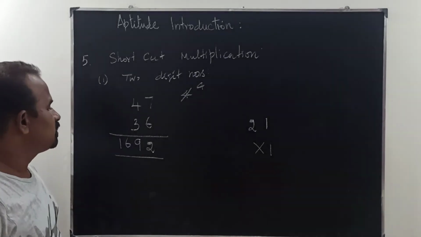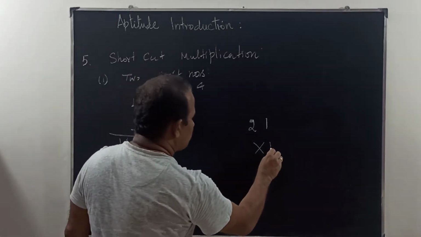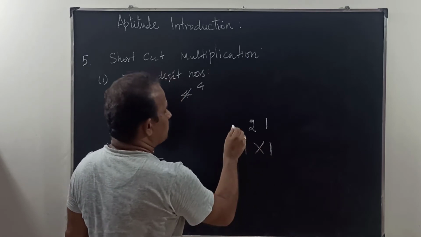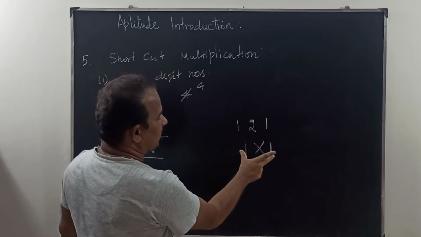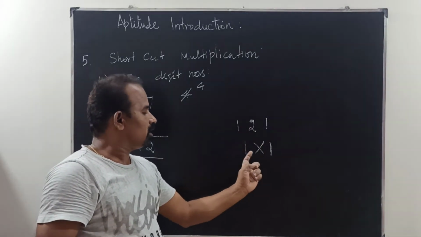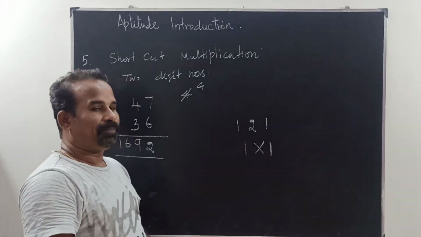So first one column you have to take, then two columns you have to take, then one column. So this is the rule. Either you can take this, or you can take 1 to 1 or 1 cross 1. So this is the rule.